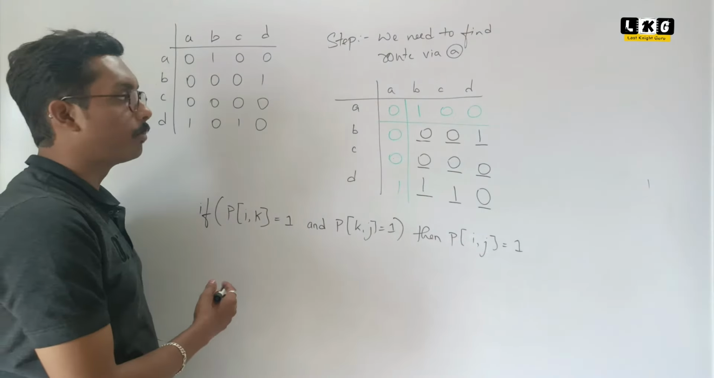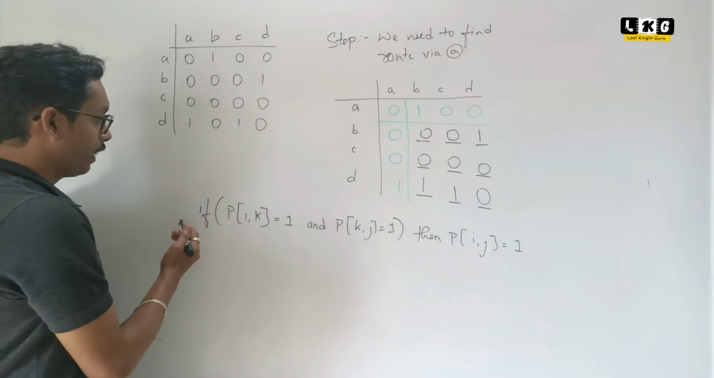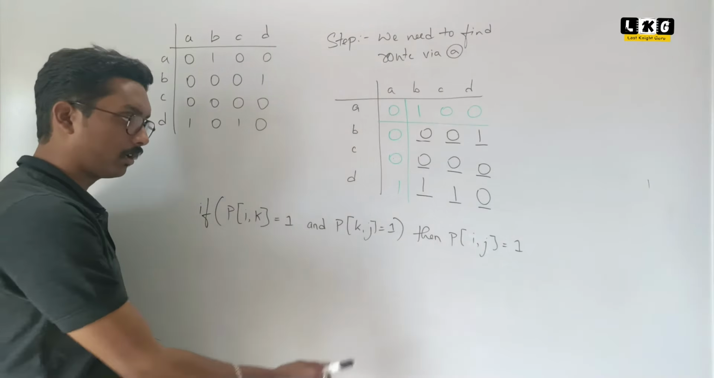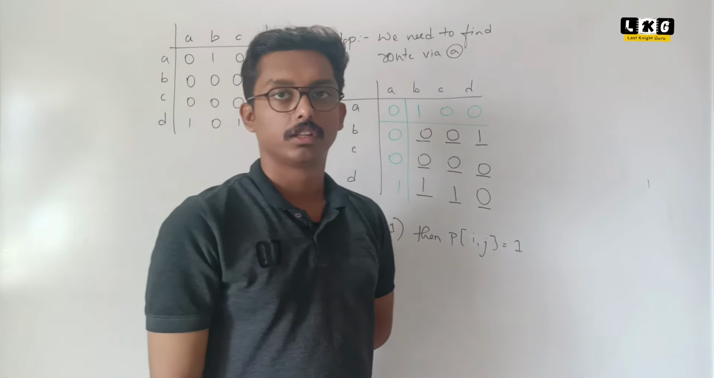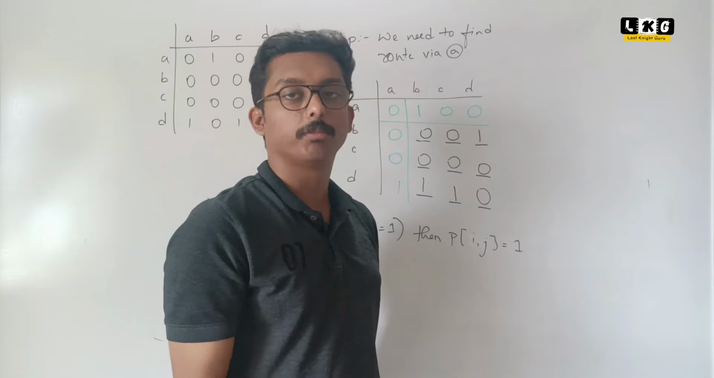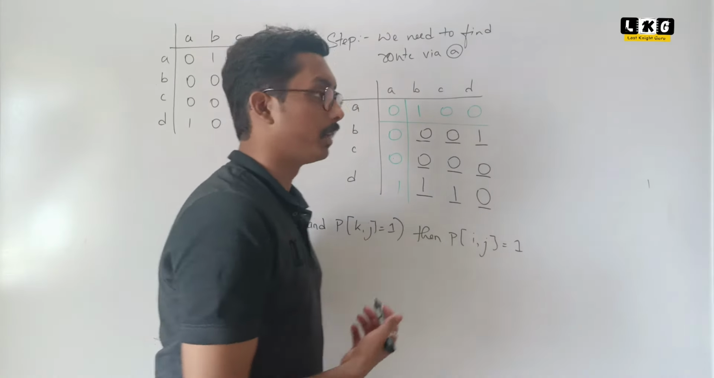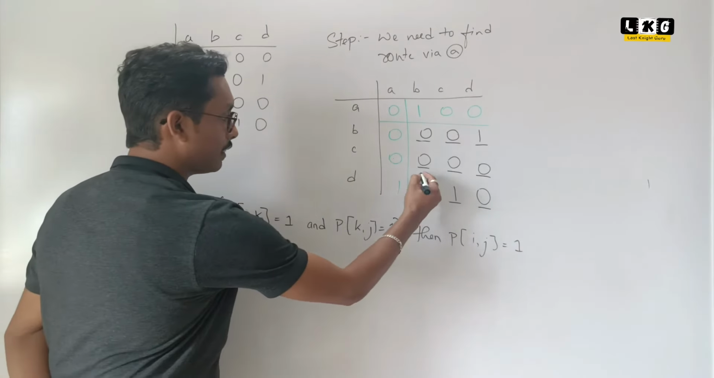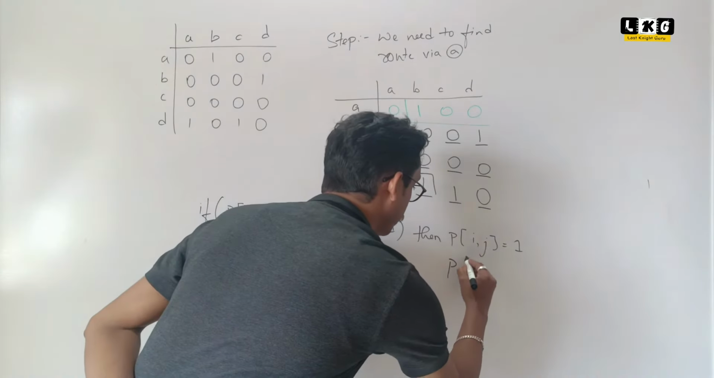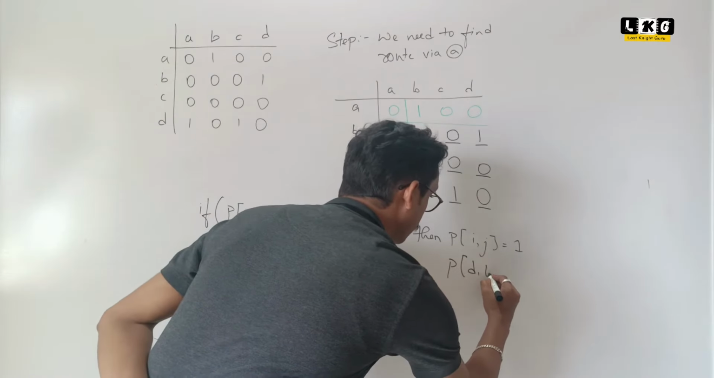So this is the formula for Warshall's algorithm. If P of Ik is equal to 1 and P of Kj is equal to 1, then P of Ij is equal to 1. This is something like if A is equal to B and B is equal to C, then obviously A will be equal to C. Same thing. See, we will find it for this spot. Can you see? This is from D to B. That is, we need to find a route from D to B.